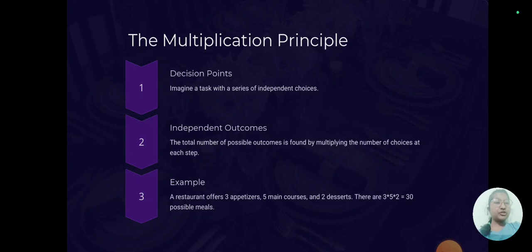Next, the multiplication principle. Decision points: imagine a task with a series of independent choices. Independent outcomes: the total number of possible outcomes is found by multiplying the number of choices at each step. Example: a restaurant offers 3 appetizers, 5 main courses and 2 desserts. There are 3 into 5 into 2, which is equal to 30 possible meals.